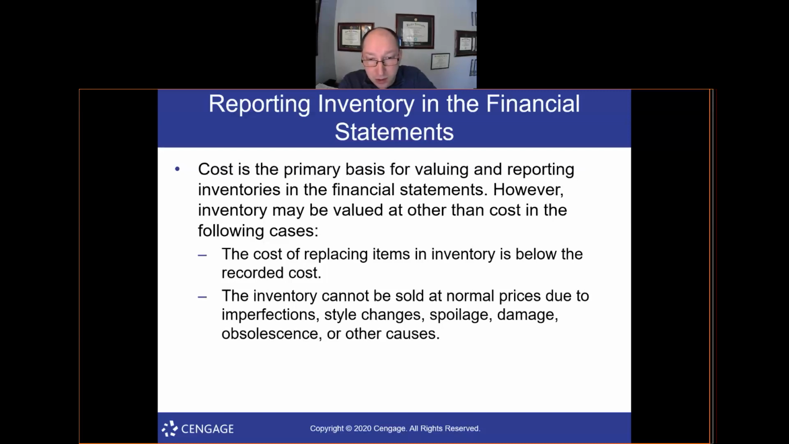Inventory can't be sold at normal prices due to imperfections, style changes, spoilage, damage, obsolescence, and other causes. What typically happens is that if there's something wrong with it, or with the style, or it's spoiled, damaged, obsolete, whatever, we'll typically either sell it at a very reduced price, or we'll throw it out, or we'll send it back to the supplier.